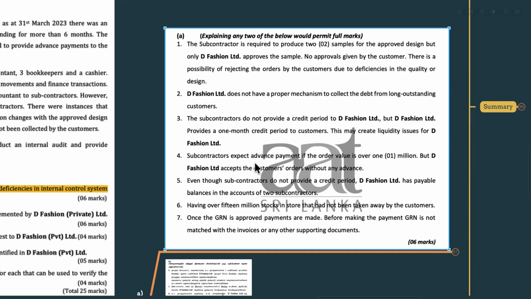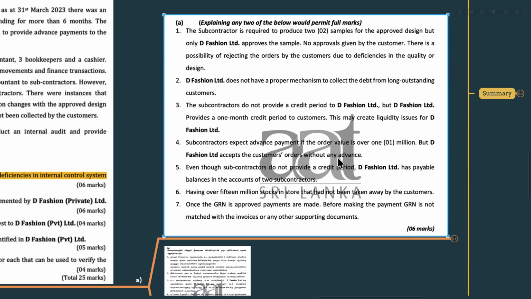As well as these subcontractors expect advance payment if the order value is over 1 million, but D Fashion accepts the customer's orders without any advance. Again, liquidity issues can happen. And even though subcontractors do not provide a credit period, D Fashion Limited has payable balances. How come? We don't have any credit transaction with the subcontractors. They are demanding full payment before they release the garments. But there are payable balances. How come it's coming? So there are problems in the accounting system. We cannot rely on the financial reporting also. And having over 15 million stocks in the stores that had not been taken away by the customers. Huge sign.